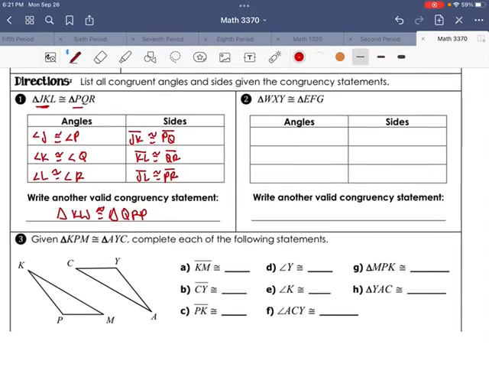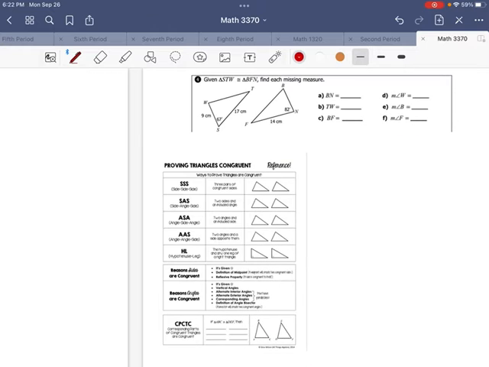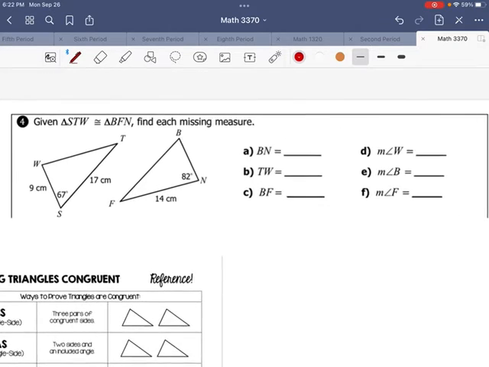And so on this one, they just want you to match up the parts. So KM, you can use the pictures. KM would go with CA. But you could also just look at the order of the letters. So CY would go with MP. So the letters are super important. Let's look at one that has numbers. So this one right here.